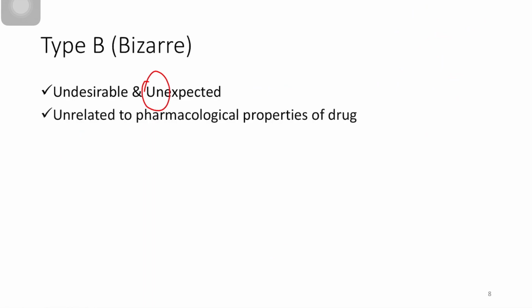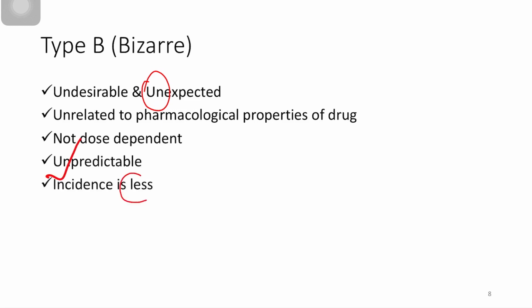Let's jump to type B reactions. As the word suggests, B is for bizarre reactions. So here, these adverse drug reactions are obviously not expected. They are undesirable but unexpected. These are not related to pharmacological properties of drugs. These are not dose dependent. These are unpredictable, and their incidence is a bit less, but if it happens, there are higher chances of mortality.